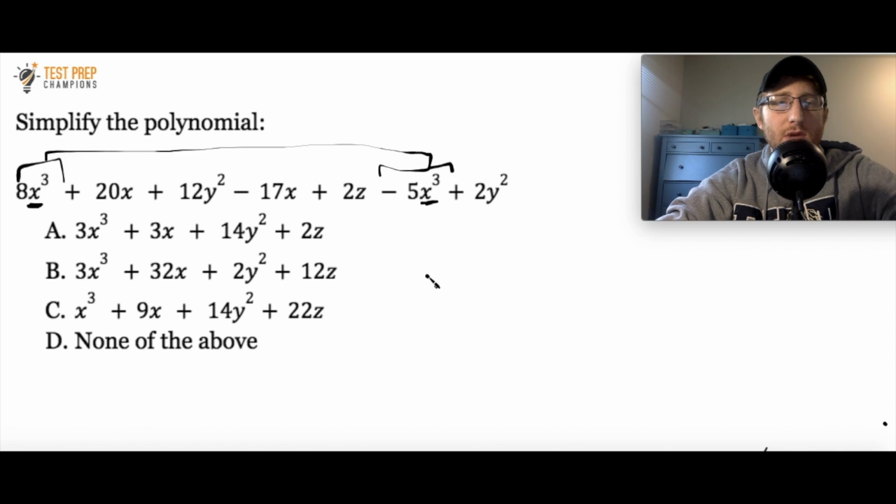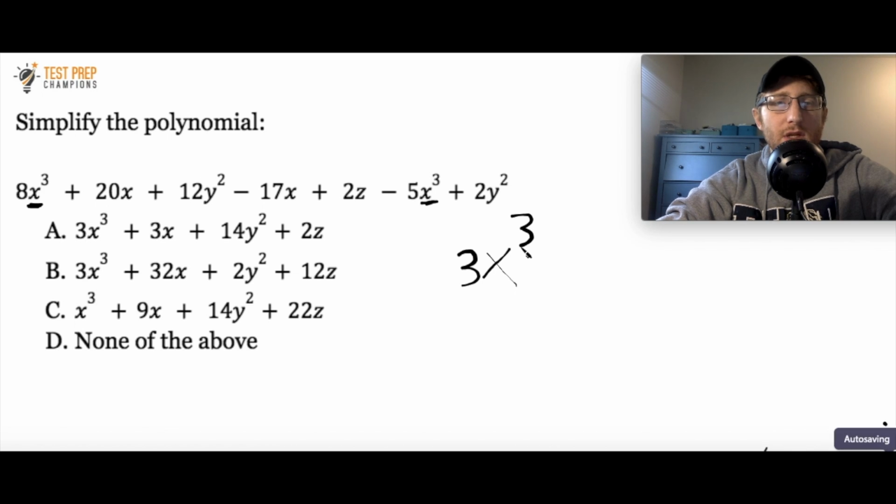And so what I'm going to do here is I'm going to say we've got an 8 here, and we've got minus 5 here. So I want to do 8 minus 5, and I'm just going to bring that x cubed along for the ride. Okay, so 8 minus 5 is 3, so I have 3x cubed.